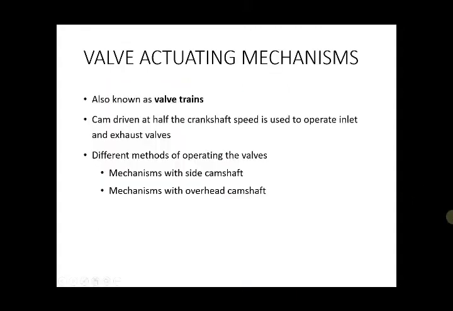So the valve actuating mechanisms which we just discussed in brief, that is mechanisms with the side camshaft, also known as the overhead valve system, and mechanisms with the overhead camshaft, these two are the different methods of valve actuating mechanism. All these components together we call the valve train. And the camshafts, as we mentioned earlier, are connected to the crankshaft, and usually run at half the rotational speed of the crankshaft.